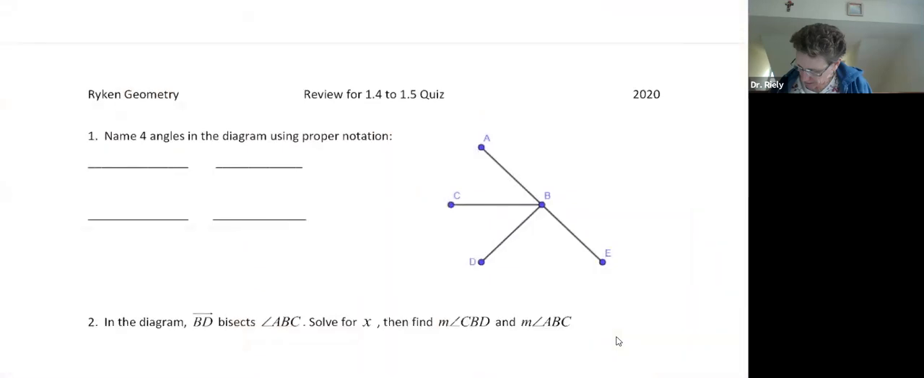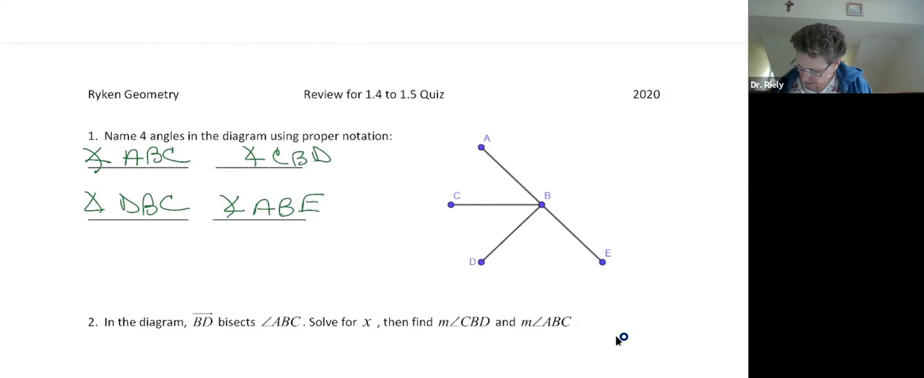Okay, so here, name 4 angles. So I'm going to start from the angle ABC. So here's angle ABC. Then I'm going to say angle CBD. Then I'm going to say angle DBC. And then I'm going to say angle ABE, which is the 180-degree angle. That's a straight angle.